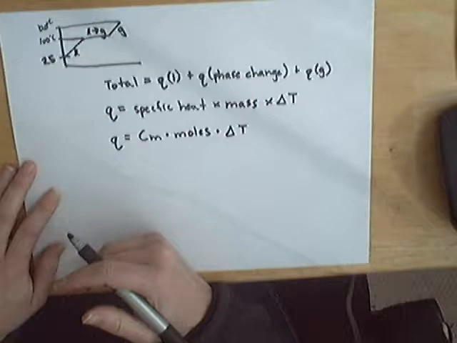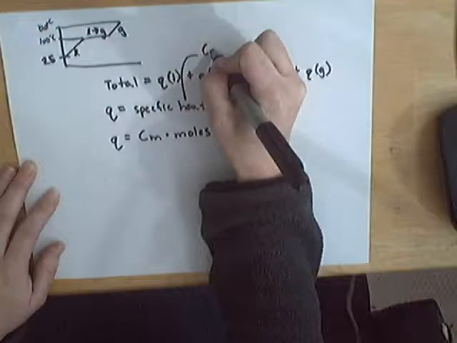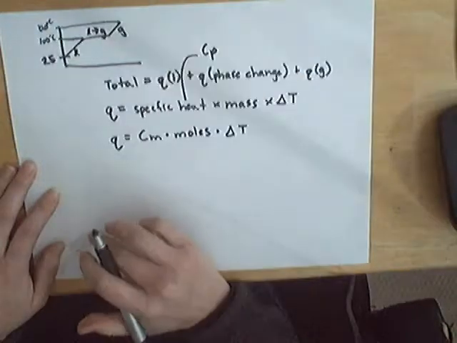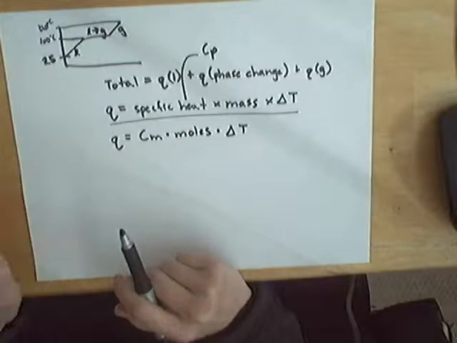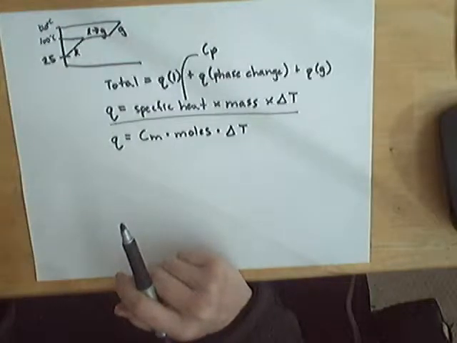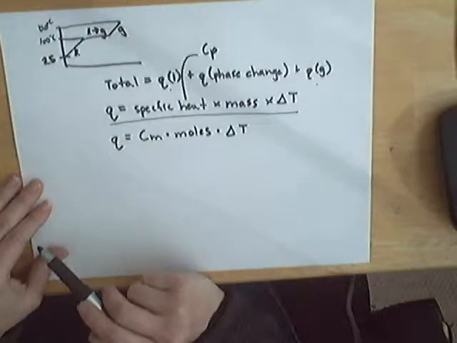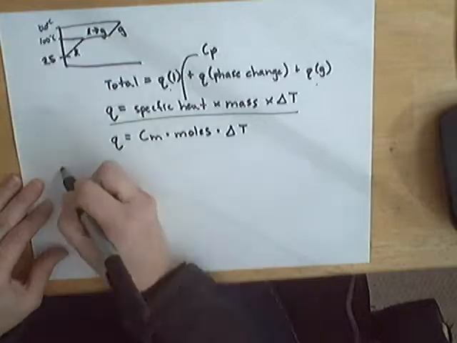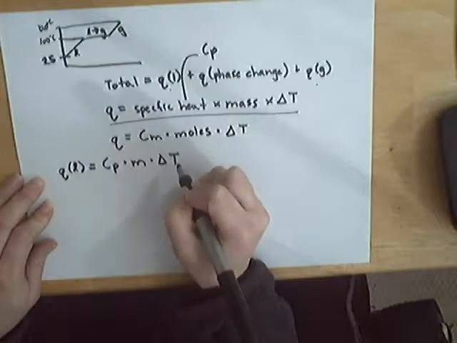So in this problem, we're given specific heat. Usually specific heat is abbreviated CP, although it kind of depends on the textbook. In this case, we're given specific heat, we're not given molar heat capacity, so this is the formula that we're going to use. But you'll notice specific heat is different for the liquid than for the gas, so you're going to have to treat each of these portions separately. First, let's look at the amount of energy required to heat the liquid. It is going to be the specific heat of the liquid times the mass of the liquid times the change in temperature of the liquid.